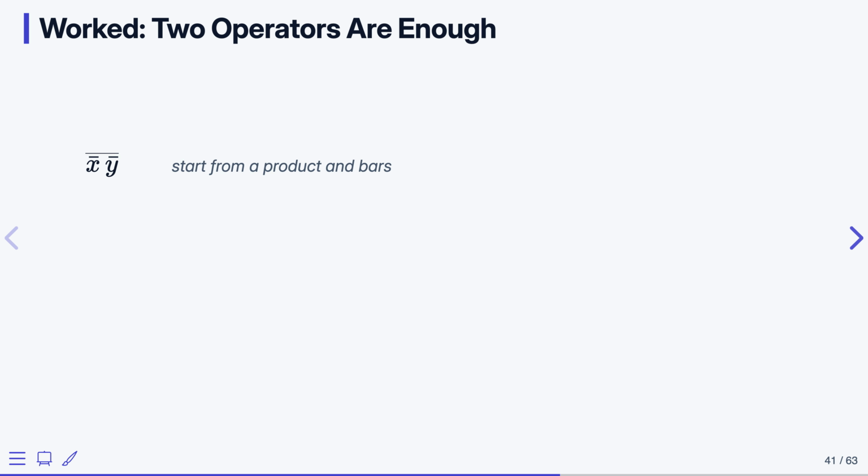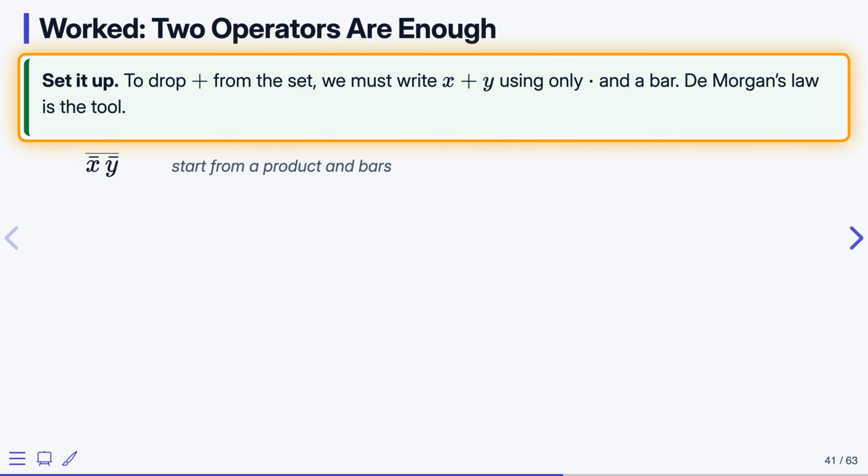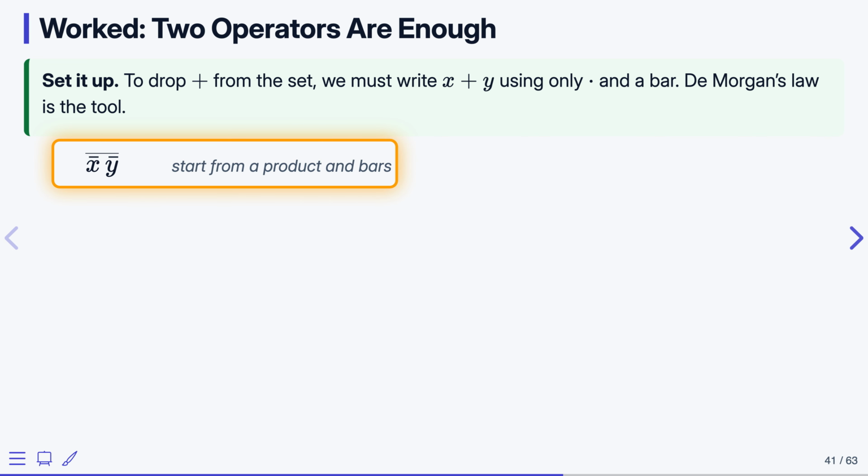Let's drop 1 operator and check that nothing is lost. Set it up. Suppose we are only allowed the product and the bar. To be complete, we must be able to make a sum out of them. So the job is to write x plus y using only dots and bars. Line 0. Try this expression, bar x times bar y, all under 1 big bar.